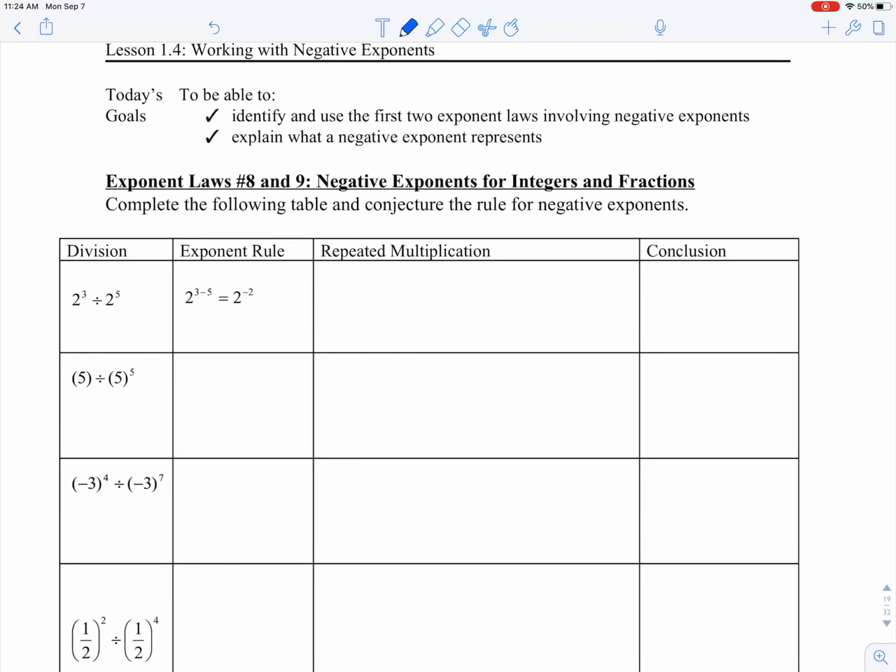Welcome to lesson 1.4, working with negative exponents. Okay, we're going to go directly to the chart.